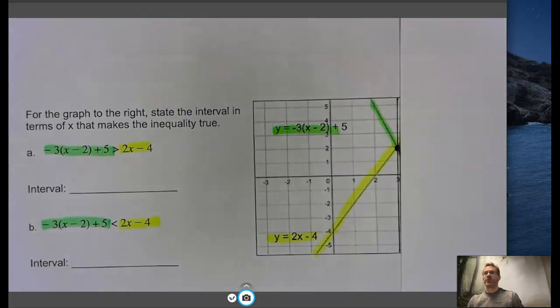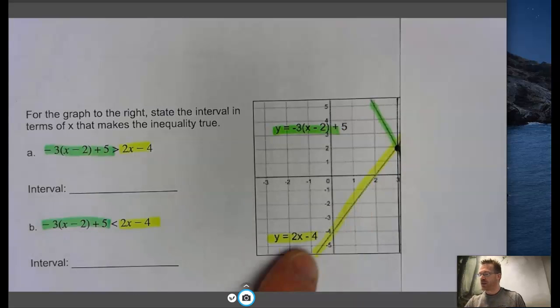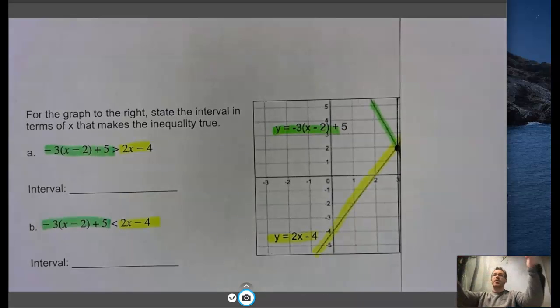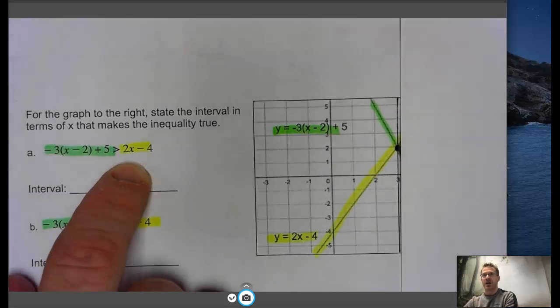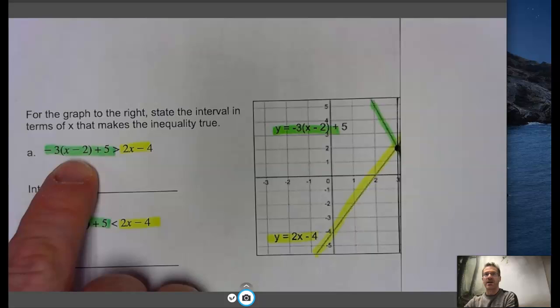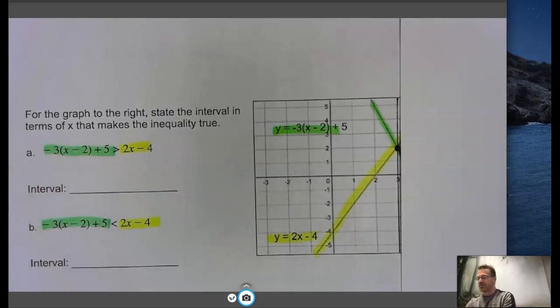Okay. So now when we look at that, notice the green graph is above the yellow graph here. It's greater than the yellow graph. That is what this inequality is asking. Notice it says, where is the green line greater than the yellow line? Where is the green line above the yellow line? So what we can see is it is to the left of that point of intersection.